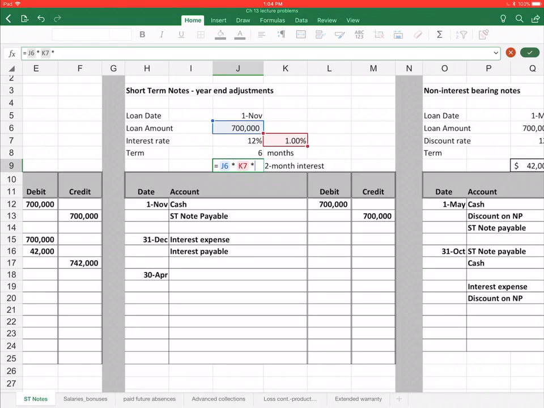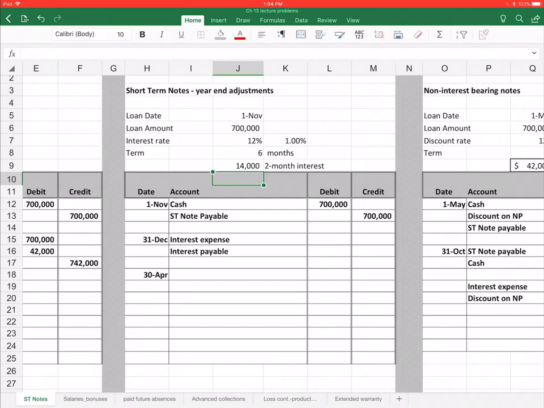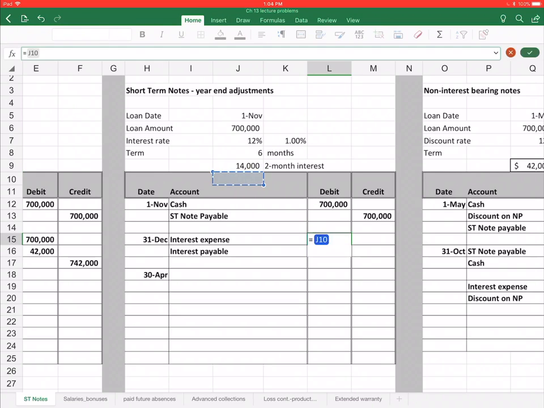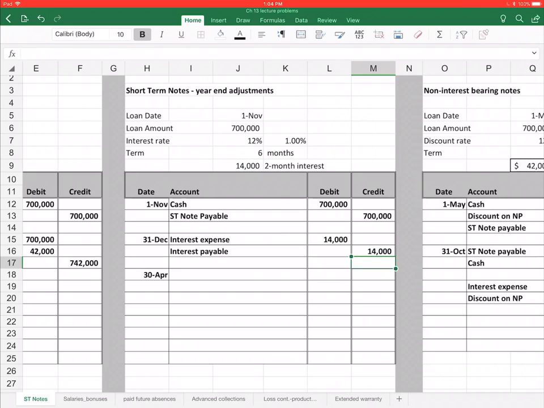And then I'm going to multiply that by the number of months that I have had this loan outstanding as of December 31st. If I've had the loan outstanding for November and December, that gives me 2 months' worth of interest. If I do that calculation, it gives me the amount of interest that I need to accrue for that 2-month period. So that's what I include in this journal entry here. $14,000 is the total amount of interest expense and interest payable that I need to accrue as of December 31st of the current period.